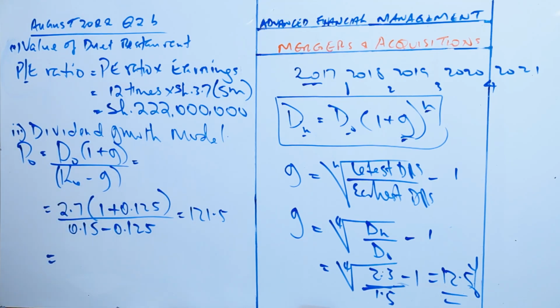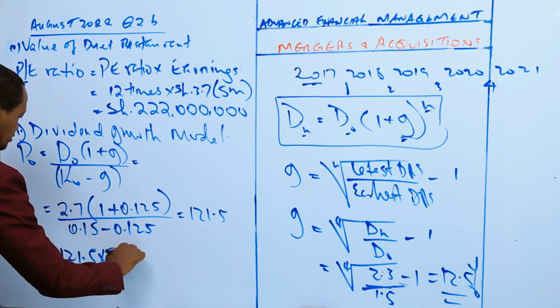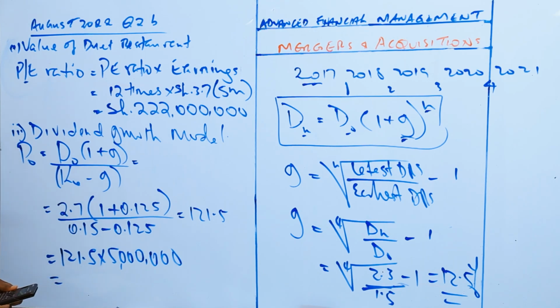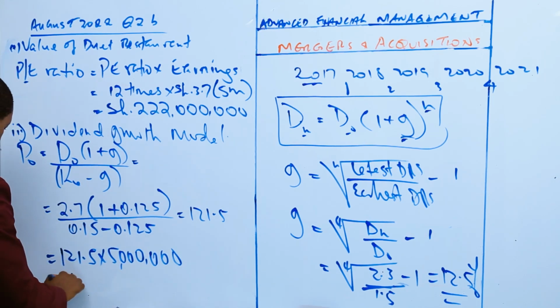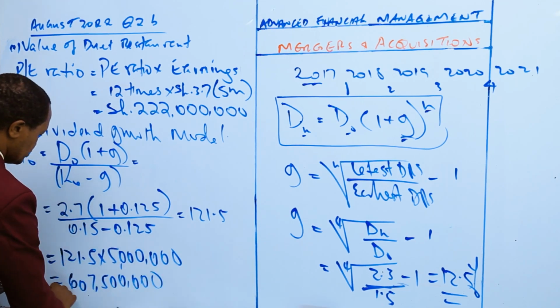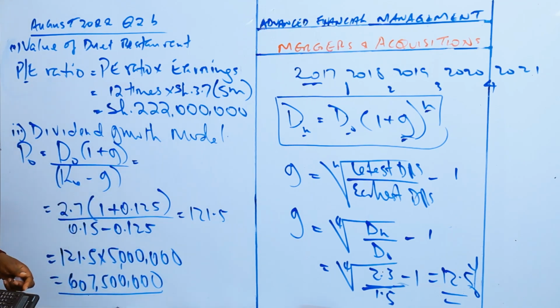So the market value of the firm will be equal to 121.5 times the 5 million. 5 million is the number of shares. So this will be 121.5 times 5 million. I'm getting 607.5 million. 607.5 million is the value of the target firm using the dividend growth model.